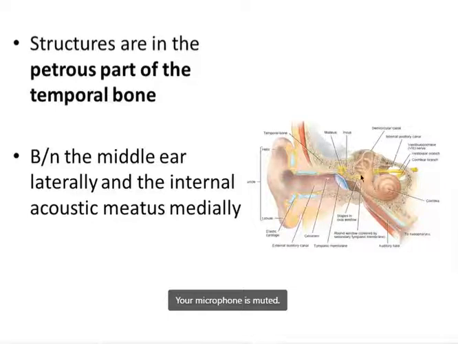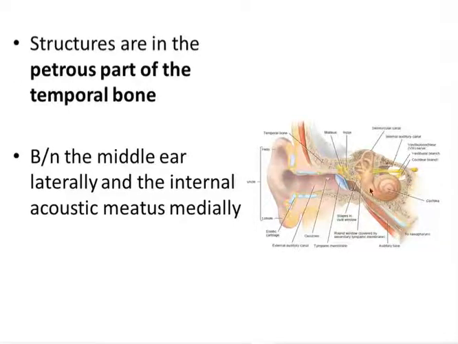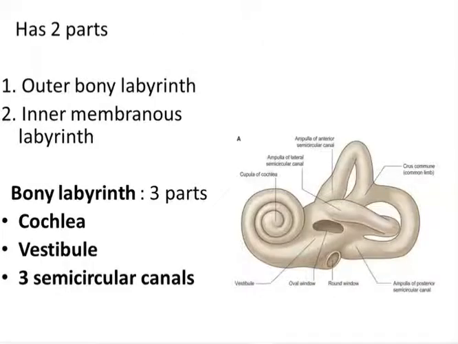So this is the internal ear. The internal ear mainly consists of the bony part, which is known as the bony labyrinth, and inside the bony labyrinth is the membranous labyrinth. So it lies between the middle ear cavity and the internal acoustic meatus. This is the internal acoustic meatus and this is the middle ear cavity. Now it mainly consists of two parts. The outermost part is known as the bony labyrinth, and inside the bony labyrinth lies the membranous labyrinth.